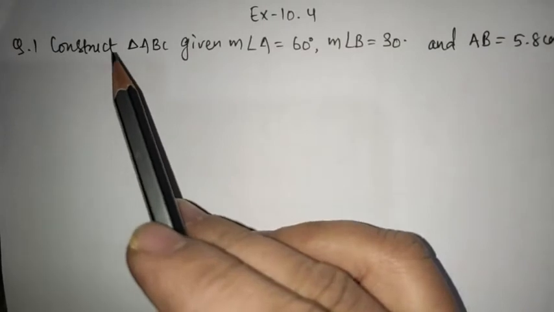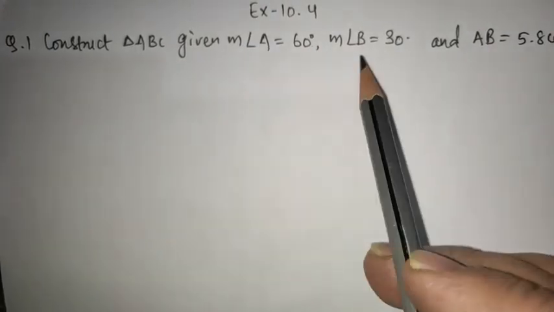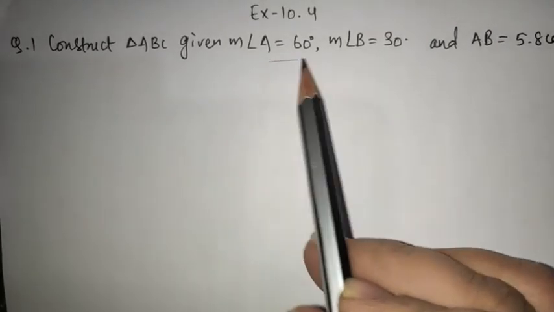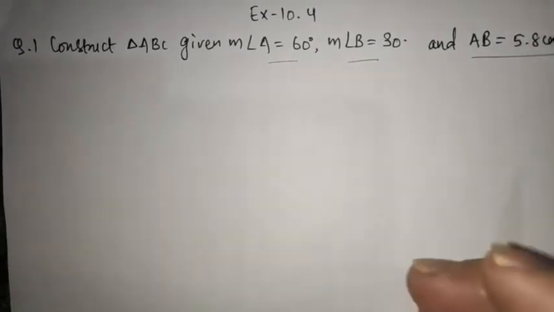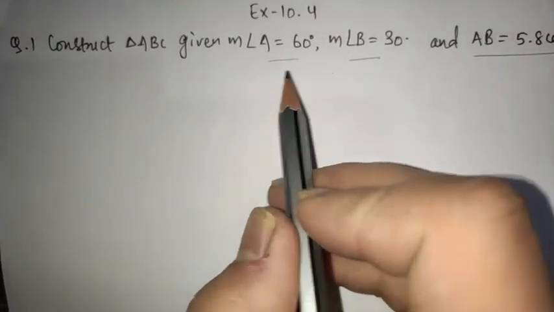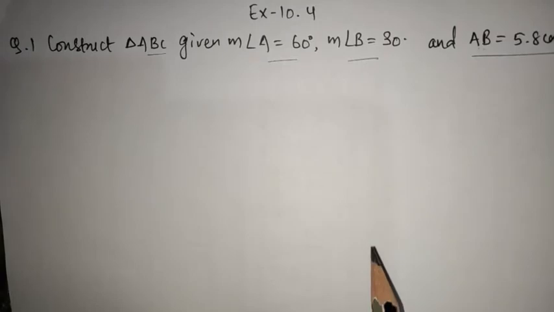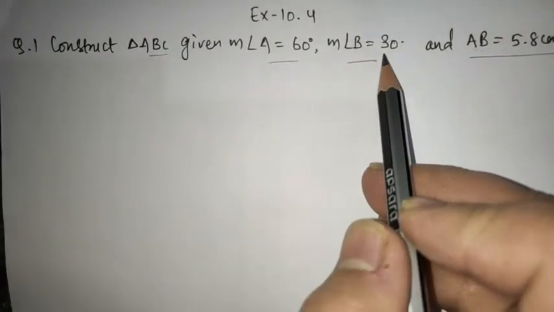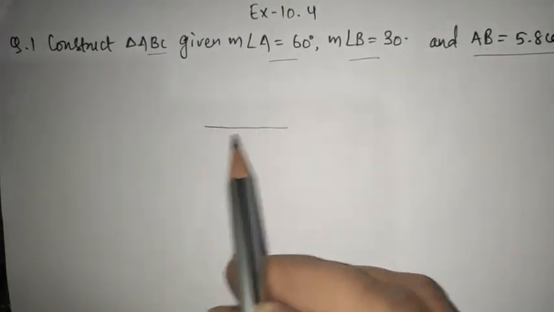Here, construct triangle ABC given measure of angle A is equal to 60 degree, measure of angle B is equal to 30 degree and AB is 5.8. So two angles are given, and one side is given in this exercise. So you have to construct one triangle whose name is triangle ABC. So just see, the base AB will be here. You have to make angle A 60 degree and angle B 30 degree. So both the angles will be on the base only. So it will be AB here.